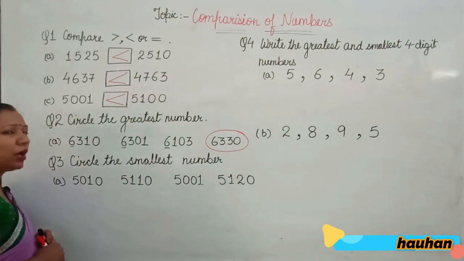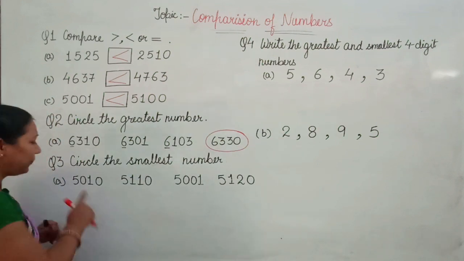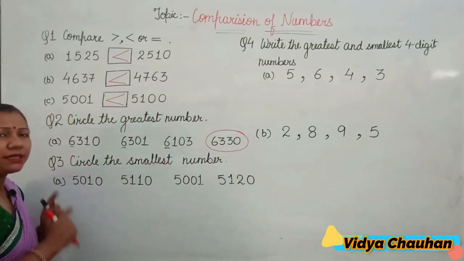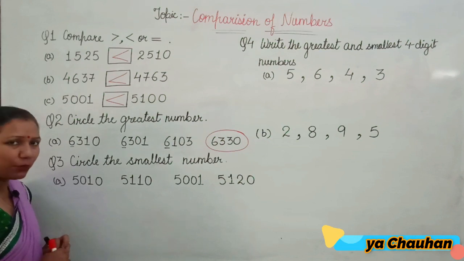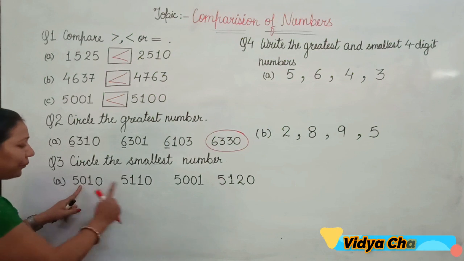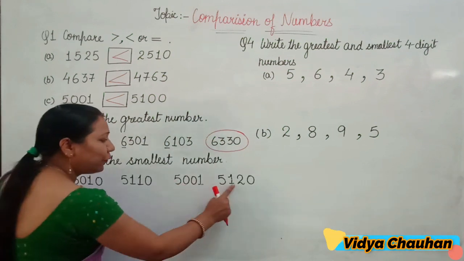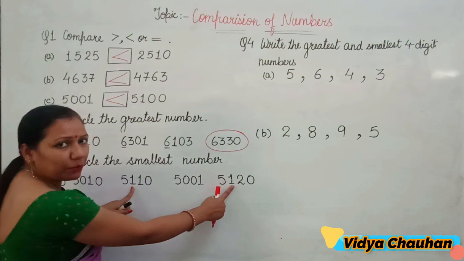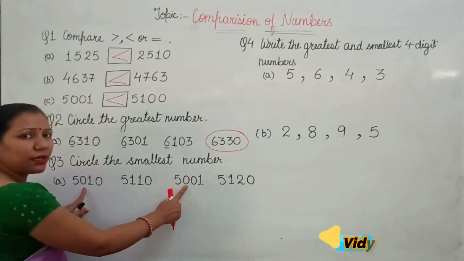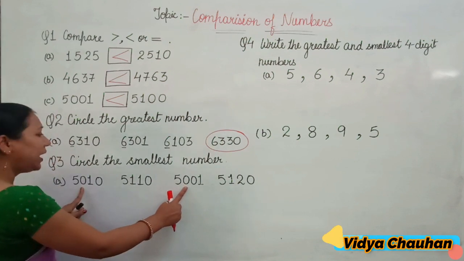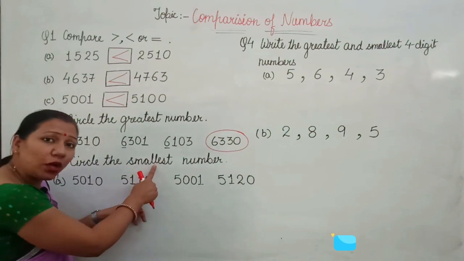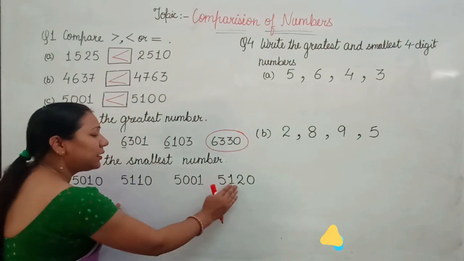So for finding the smallest number, once again we have to compare. At 1000 place in all the four numbers we have 5. They all are equal. Comparing the next digit at 100 place: 0, 1, 0, 1. These two 1s at 100 place are bigger than the zeros at 100 place.